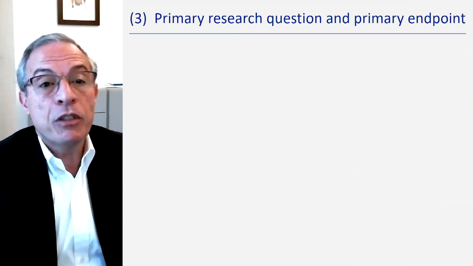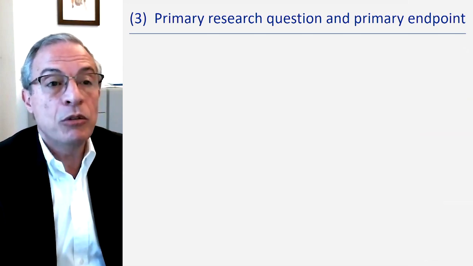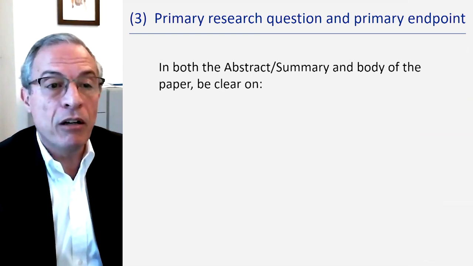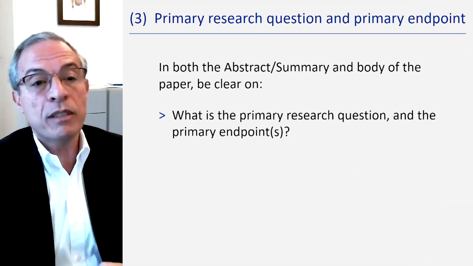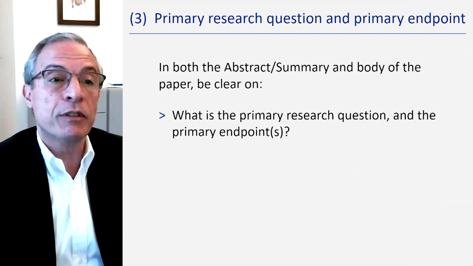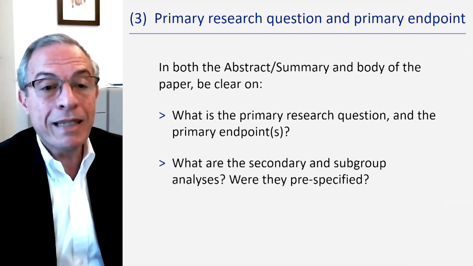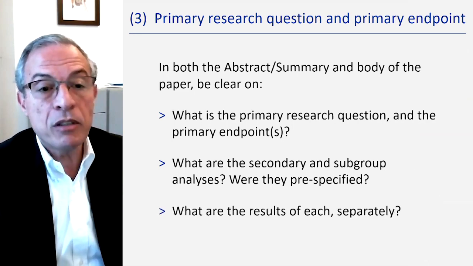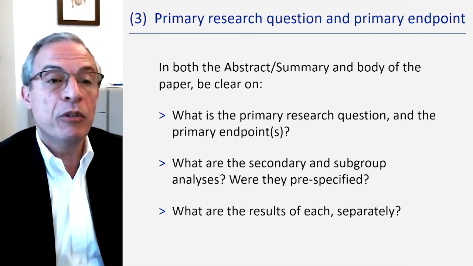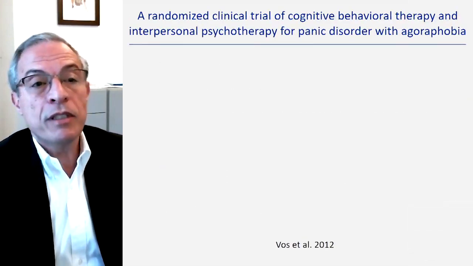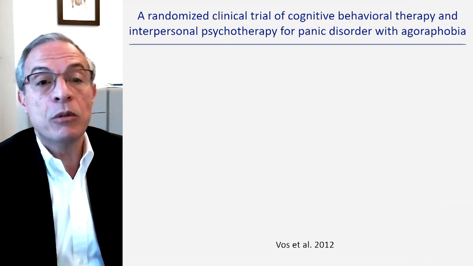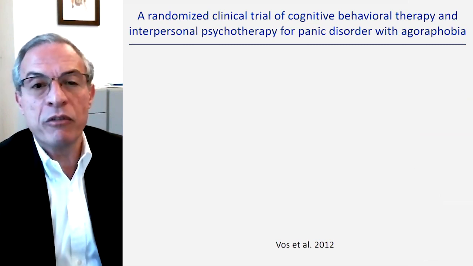Okay, primary research question and primary endpoint. How do you write about those? In both the abstract summary and body of the paper, be clear on what is the primary research question and the primary endpoints. What are the secondary and subgroup analyses? Were they pre-specified? What are the results of each separately? And I'm going to give you an example. This is a randomized clinical trial of cognitive behavioral therapy and interpersonal psychotherapy for panic disorder with agoraphobia, which is fear of crowds.